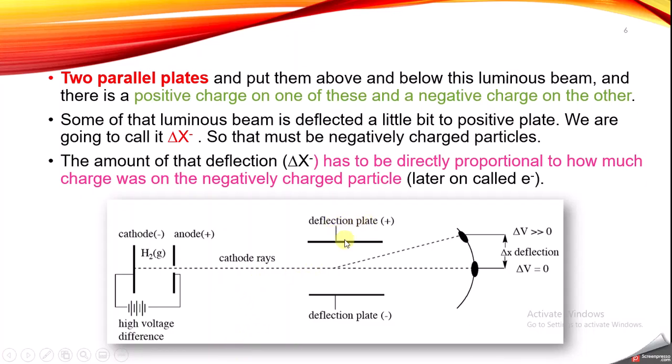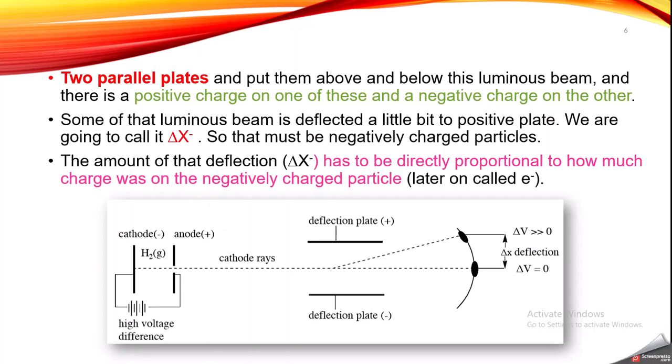When he applied a positive potential on one deflection plate and a negative potential on the other, he saw that some of the discharge that was moving straight earlier was deflected towards the positively charged plate and now strikes at a different position on the phosphor screen. There was a difference between these two points. He measured that difference, called delta x, and named it delta x negative because these particles were deflecting towards the positively charged plate and therefore they must be negative. So he called this deflection delta x.